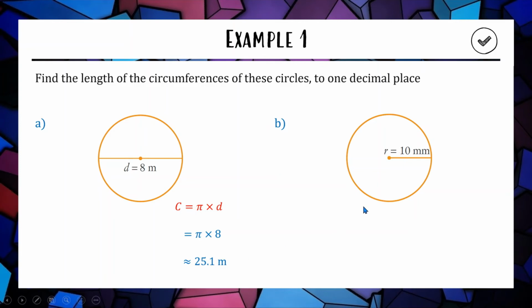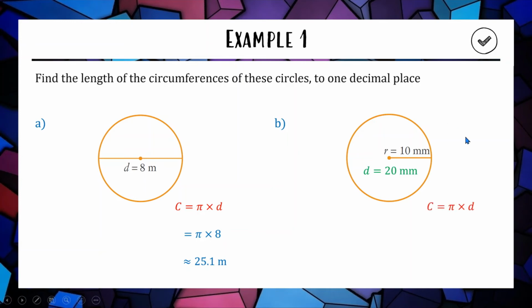Okay, for question B, we are not going to do pi times 10 because 10 is not the diameter of this circle. 10 is the radius. So the radius is from the center to the edge. We want the diameter, which is twice the length of the radius. So if we double this radius, we would get a diameter of 20 millimeters. That's the number we need to multiply by pi, not the 10.